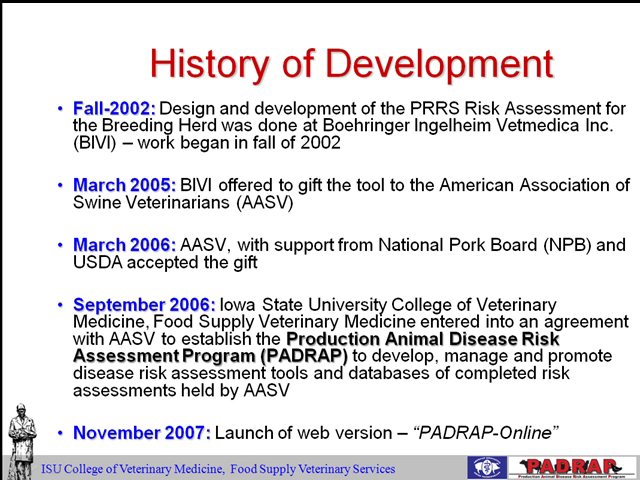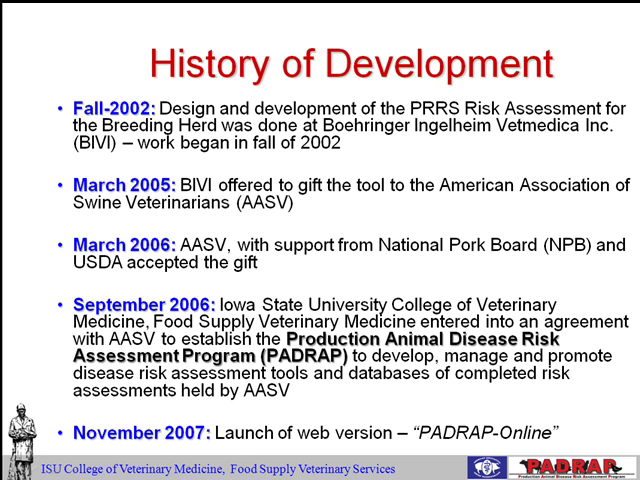And then I joined Iowa State in July of that year, 2006, and then in September entered into an agreement with AASV to provide the program coordination and manage it. And then sometime about that same time, the name PADRAP came into being, and it's stuck ever since. And that stands for Production Animal Disease Risk Assessment Program. And we purposely kept it general. You'll notice that swine is not in the name, nor is PRRS. And so our intention is to expand the program to different diseases, different stages of production, even different species.